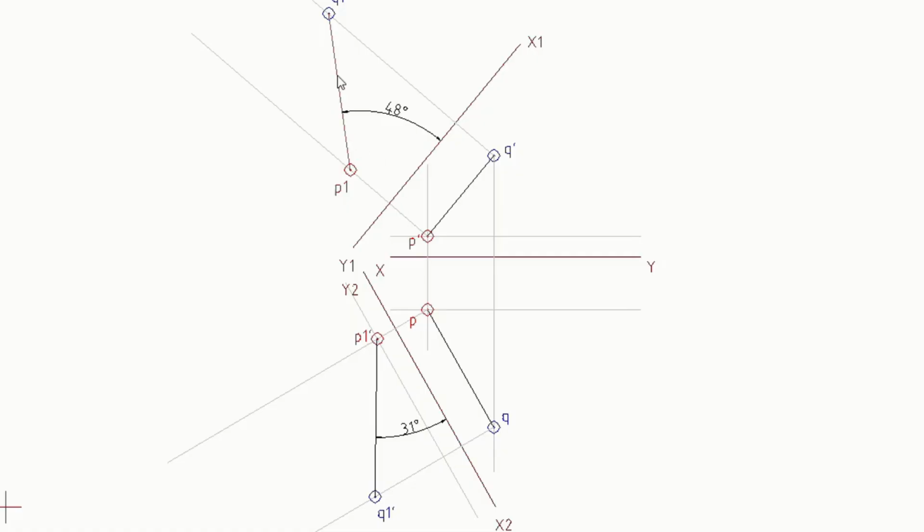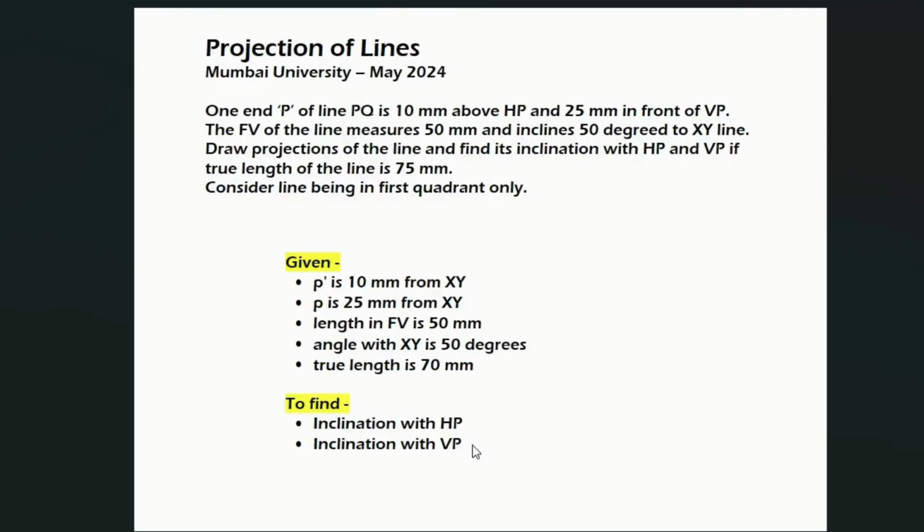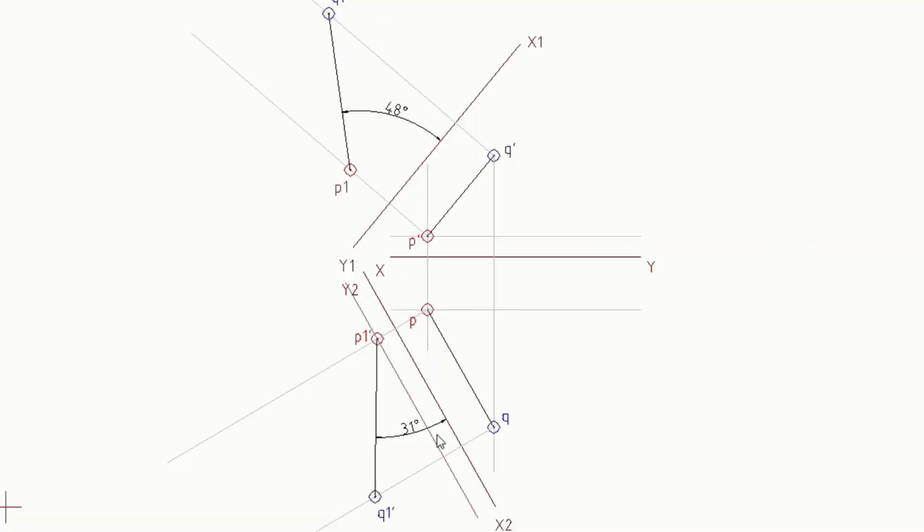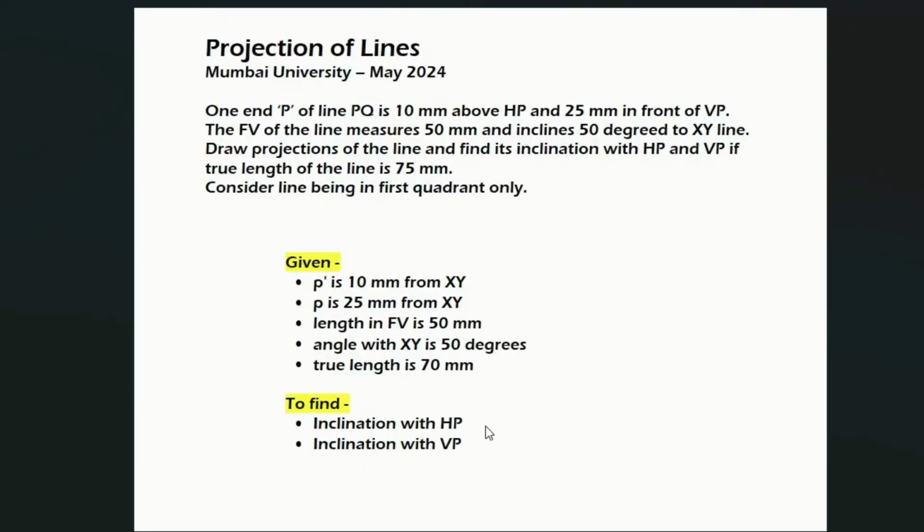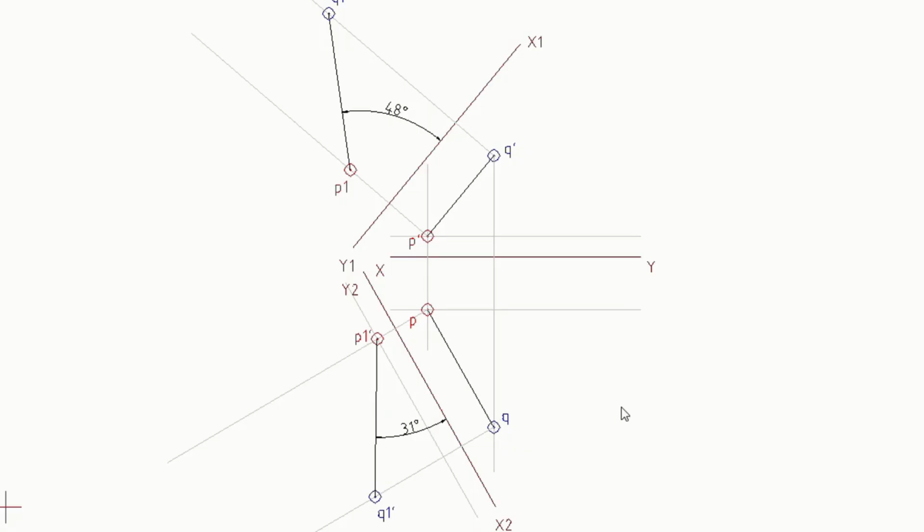We have got true length in front view and true length in top view as well. I'm sorry, this is front view and this is top view. So we have got true length in front view and top view both. Now as this is top view, X1 is representing VP. That means the angle with VP is 48 degrees. So this one is 48 degrees, and angle with HP is 31 degrees. So this is the final solution.